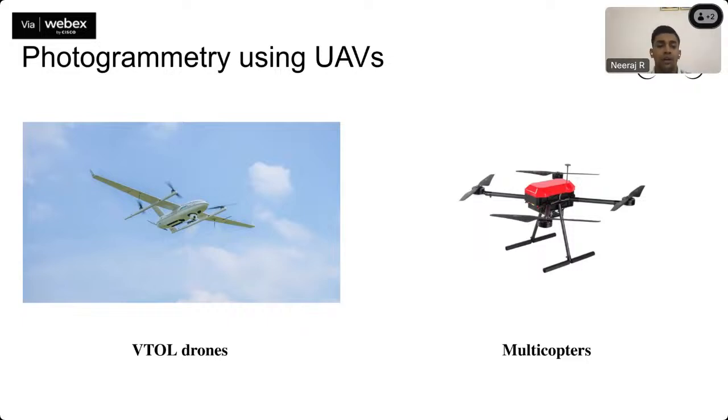VTOL drones are mostly used in photogrammetry applications when you are required to cover large areas, because they are inherently more efficient than multicopters. Once it switches from multicopter mode to fixed wing mode, you have very few rotating or energy consuming actuators.